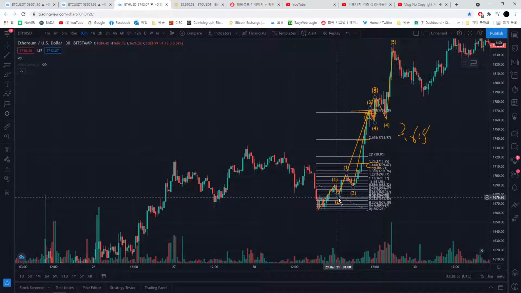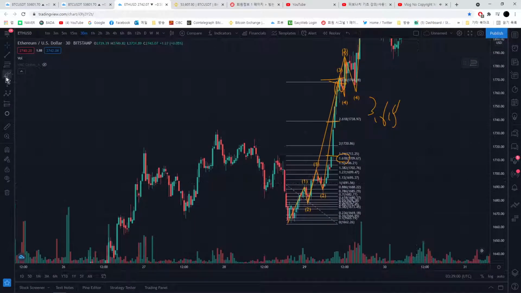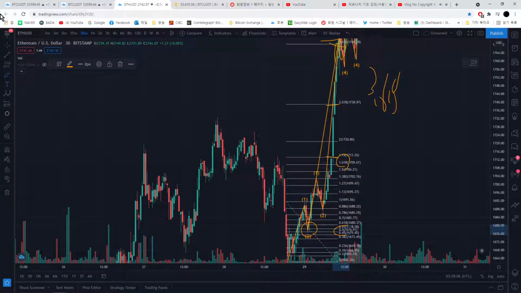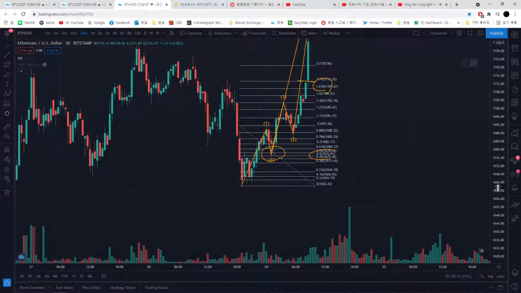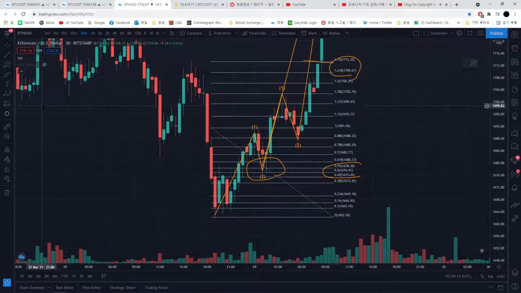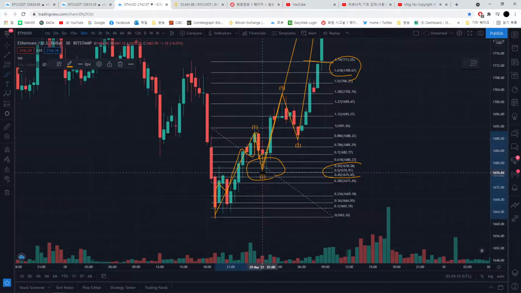So here you are able to see that it gave a correction to 5. Let's make it bigger. If that was an impulse upward, 1, 2, 3, 4, 5, you said that was A, B, C. C was to exactly 0.5. Do you see that? It hit and then it went up, boom.